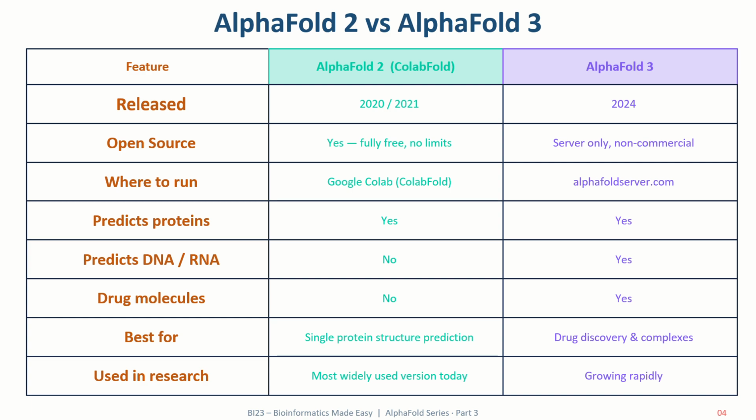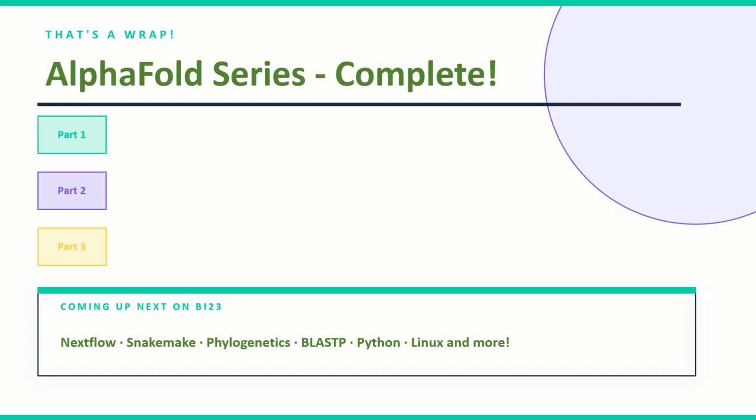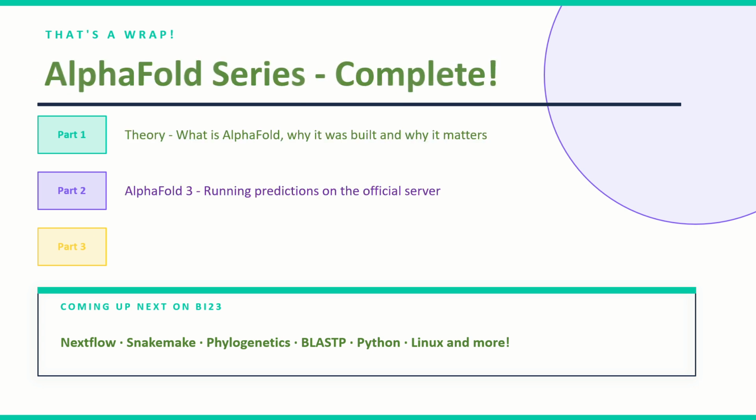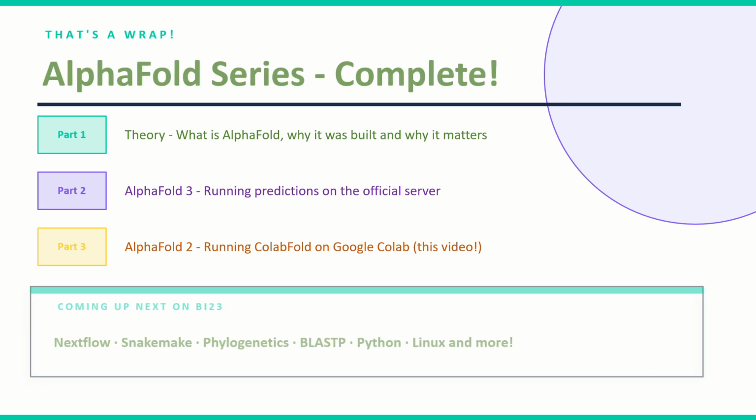And that wraps up our complete AlphaFold series here on BI23. We covered the theory in Part 1, ran AlphaFold 3 in Part 2, and now AlphaFold 2 in Part 3. Coming up next, we have Nextflow, Snakemake, Phylogenetics, and a lot more.